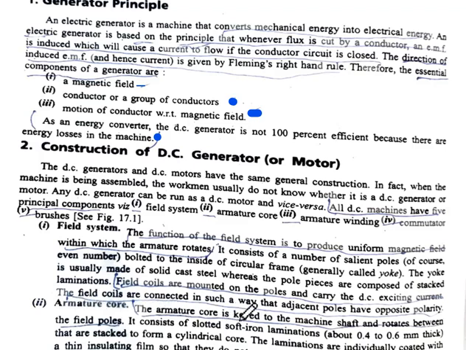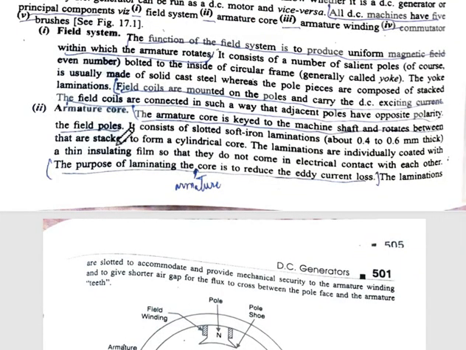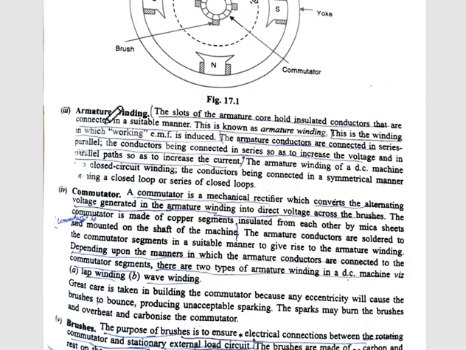Armature core. The armature core is keyed to the machine shaft and rotates between the field coils. The purpose of laminating the armature core is to reduce eddy current loss. Armature winding. The slots of the armature core hold insulated conductors that are connected in suitable manner. This is known as armature winding. This is the winding in which working EMF is induced.